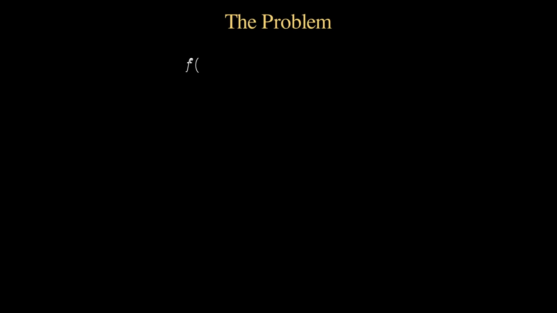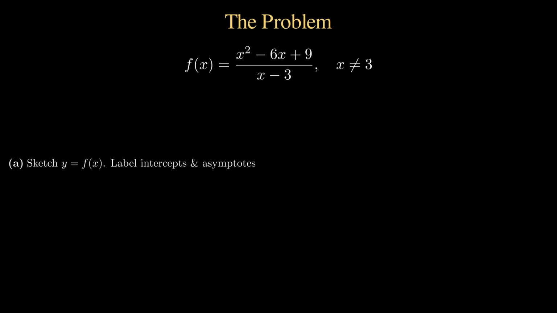We have f of x equals (x squared minus 6x plus 9) over (x minus 3) for x not equal to 3. Part A, sketch y equals f of x, labeling intercept and any asymptotes. Part B, write down the range of f.